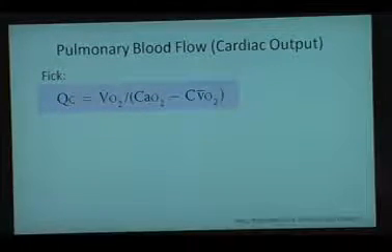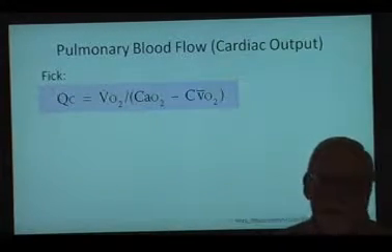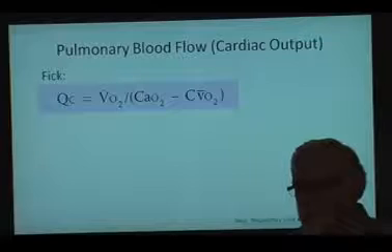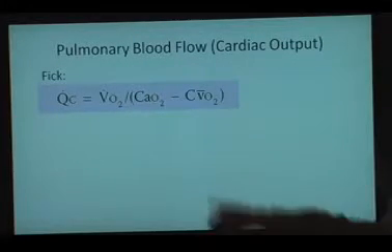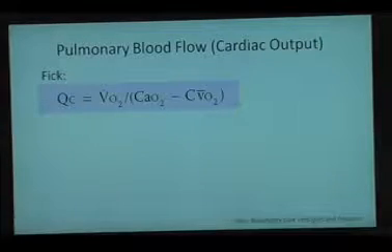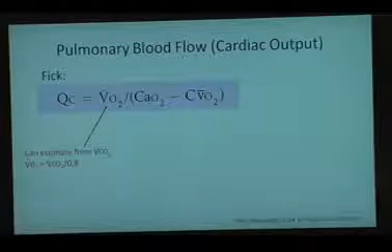But the problem is that usually, clinically, we're not able to get oxygen consumption because we don't have an indirect calorimeter. And we're not able to get mixed venous oxygen content because most of our patients in the ICU don't have pulmonary artery catheters. But there are some ways that we can work around this a bit.